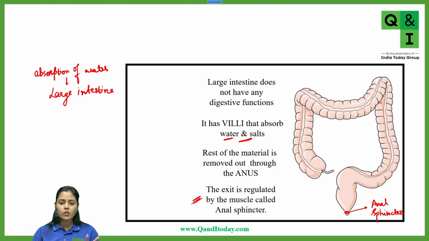So we have read two sphincters in the entire digestive system. The first one was present at the opening of the stomach into the duodenum, which was pyloric sphincter, and the second one guards the opening of anus. Sorry, not the opening of rectum, it guards the opening of anus, that is called anal sphincter. Okay, so you have this sphincter present, which is your anal sphincter.